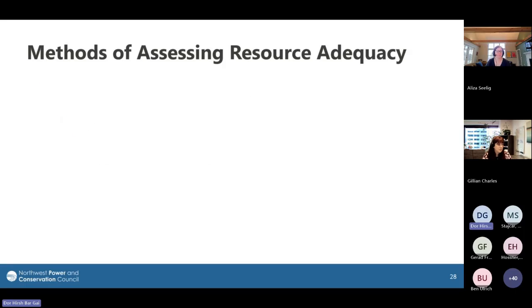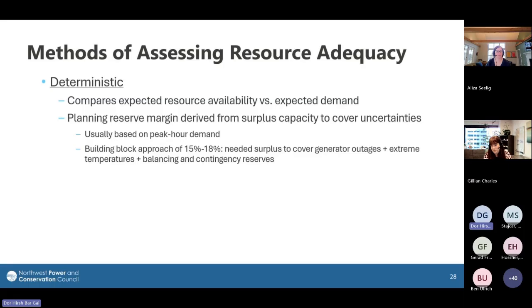Within the methods to assess resource adequacy, the deterministic really compares expected availability to expected demand. And the connection here, and this is a shout out to Elizabeth in the beginning, is planning reserve margins and what happens after the assessment. This is where we also have a deterministic approach to our reserve margins. They tend to be based on peak hour demand, and there's a building block approach. This 15 to 18%, give or take, is the needed surplus. It's the percent above load that you need to protect against the surplus of generator outages, extreme temperatures, and then the balancing and contingency reserves. This is deterministically calculated.